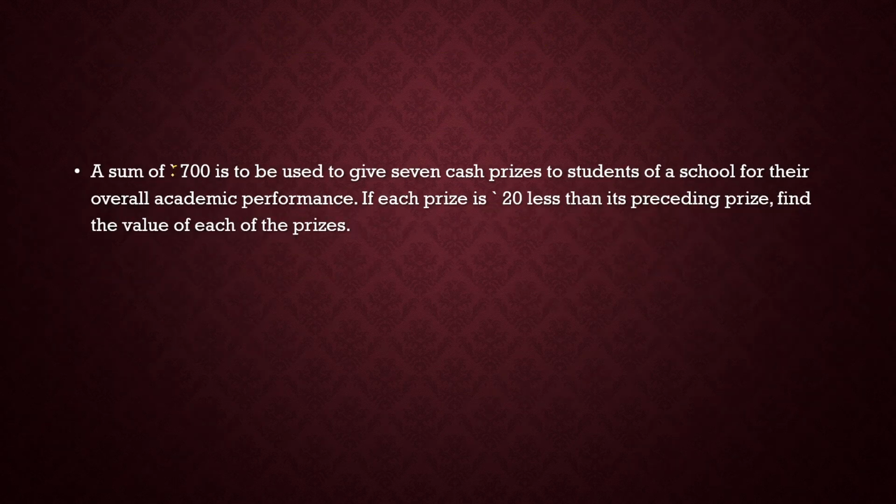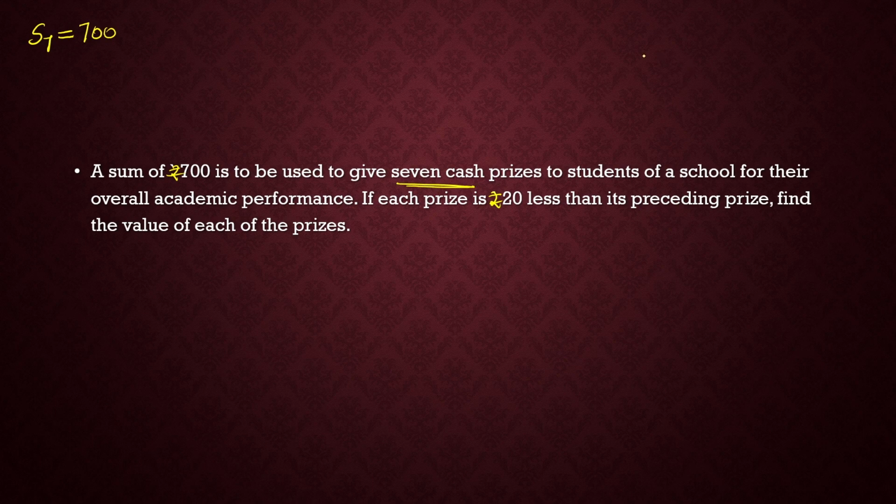A sum of rupees 700 is to be used to give 7 cash prizes. So for total 7 cash prizes, the amount is 700, to students of a school for their overall academic performance. If each prize is rupees 20 less than its preceding prize, find the value of each prize.